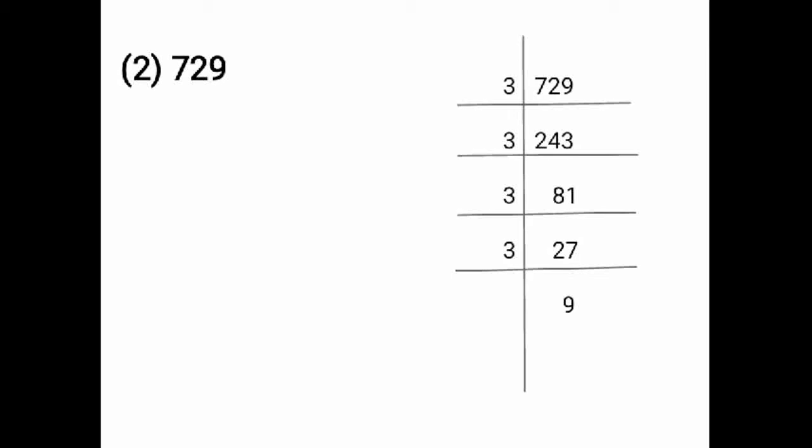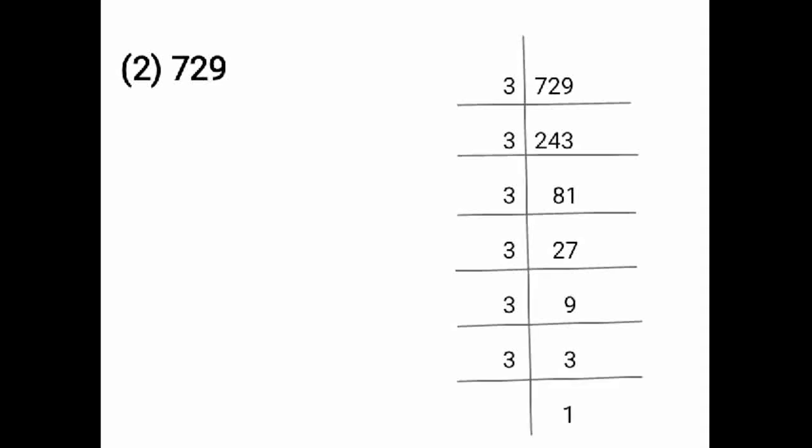Number 9 is going in the 3 table. That is 3 threes are 9. 3 is the prime number. For a prime number, you have to divide by the same number. That is 3 ones are 3. Now all this you have to write in multiplication form.